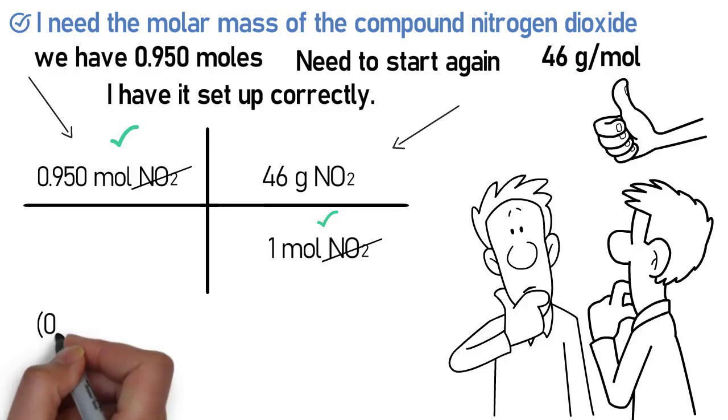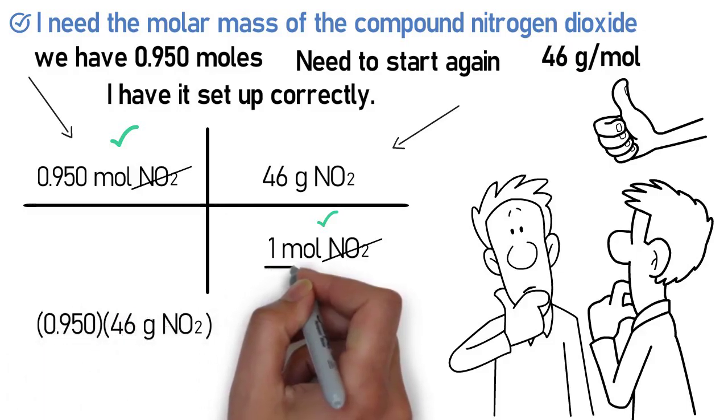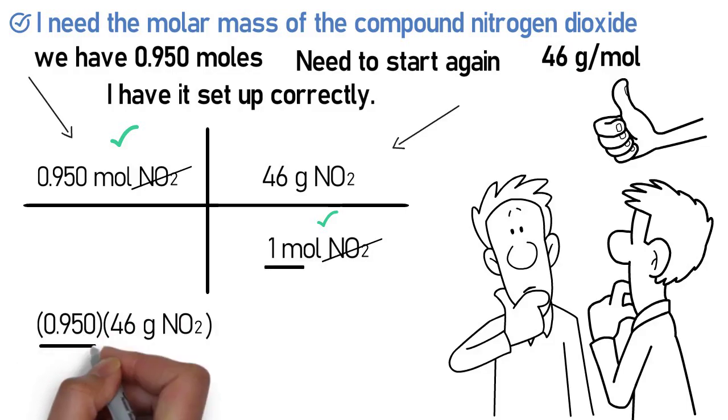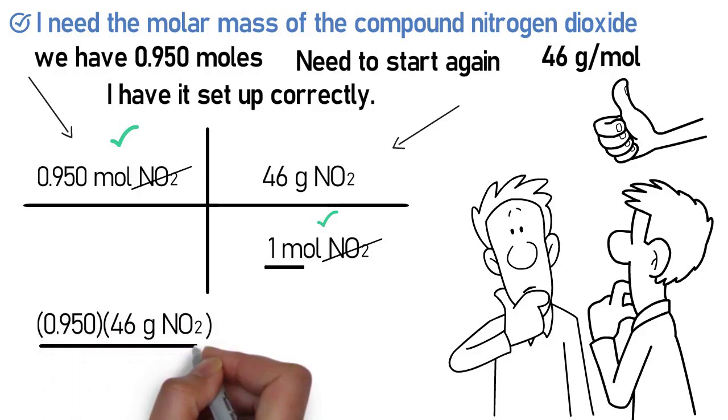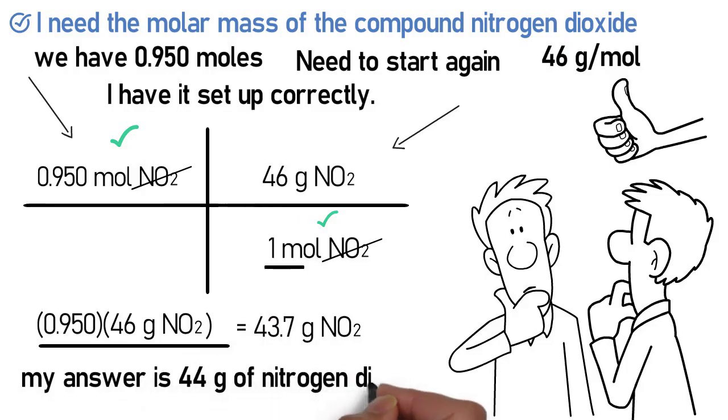Next, I will take all my numbers on the top and multiply them together. Since the number on the bottom is 1, my answer will be from multiplying 46 by 0.950. This number is 43.7. When rounding using my significant figure rules, my answer is 44 grams of nitrogen dioxide.